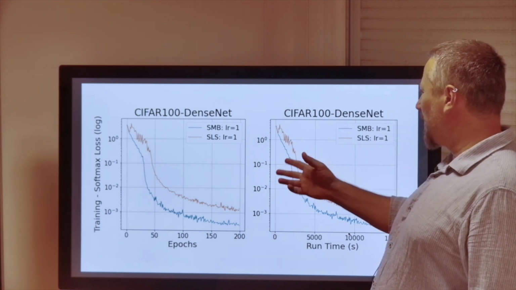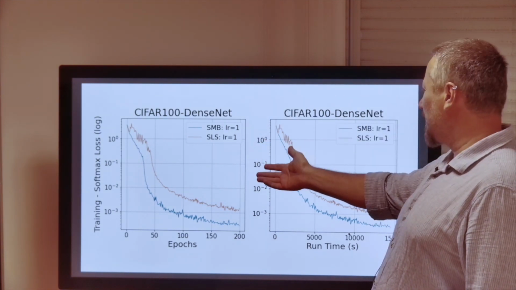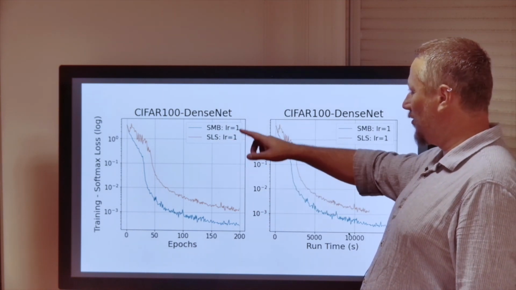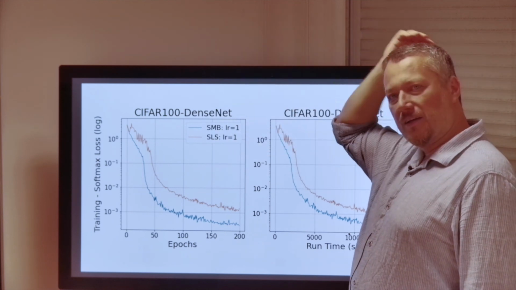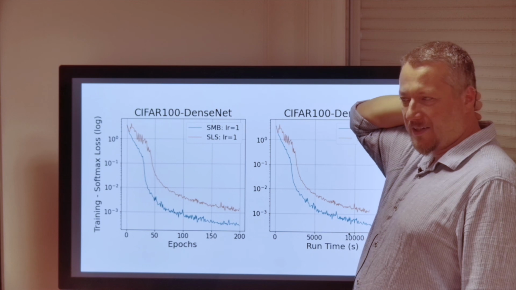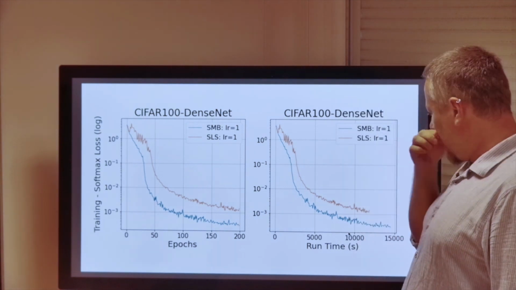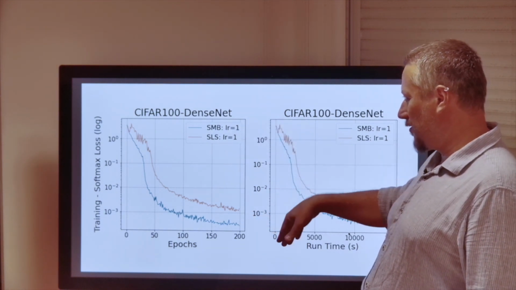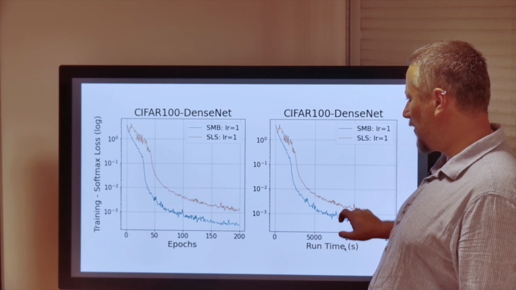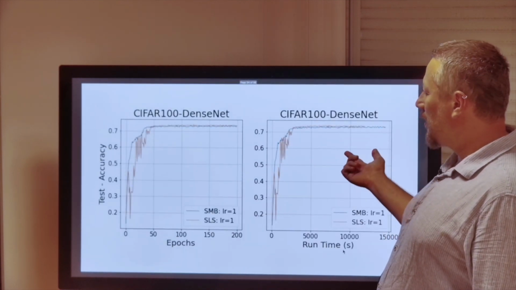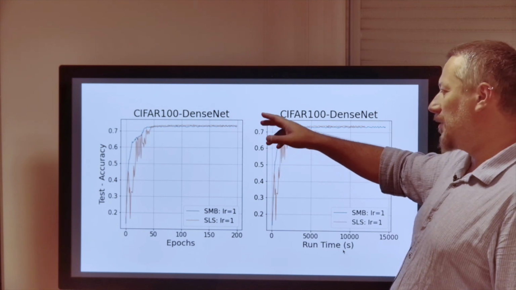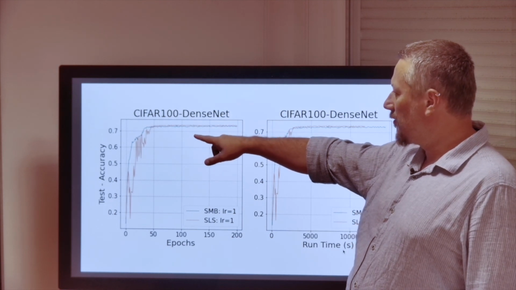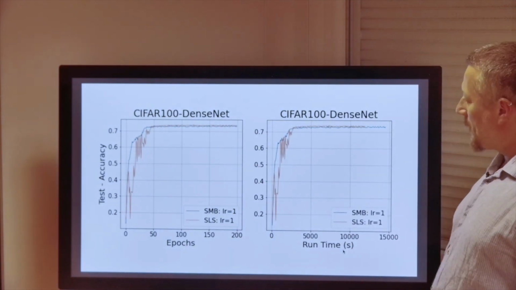Sorry, okay, so I forgot. There's this again without any auto-scheduling, SMB versus SLS on CIFAR 100, but with another popular architecture called DenseNet. And on this classification problem, SMB minimizes the training function better than SLS. But if you look at test accuracy, it converges to a good accuracy before SLS does, but stays a little bit lower this time.